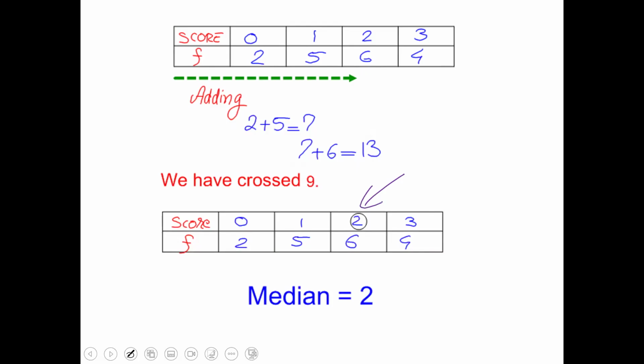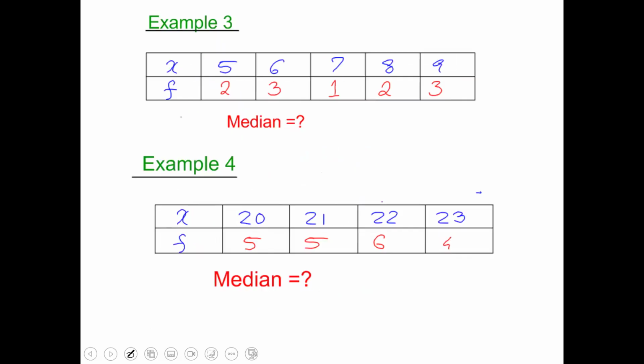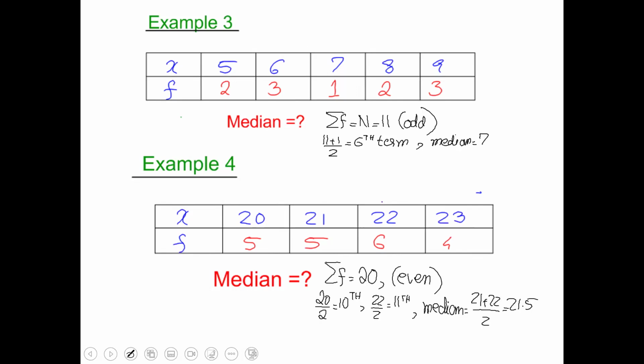Suppose in any question, two numbers come where we are getting the cross. Then we add the two numbers and divide by 2. These are the two questions. You can try them at home to calculate the median. Now, these are the answers.